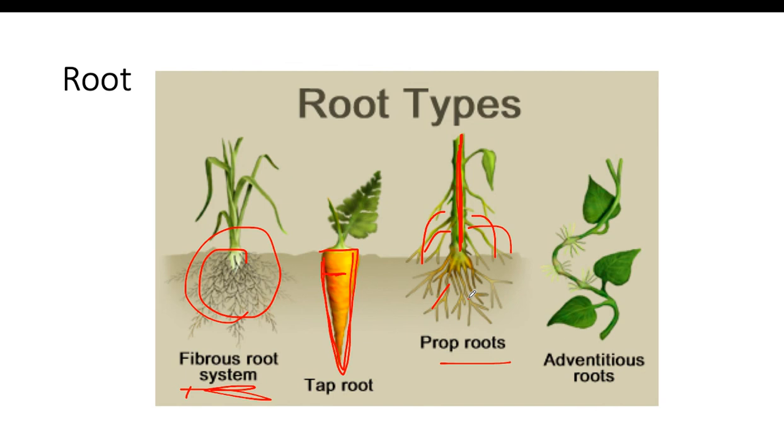Mangroves also have prop roots. So if you want to Google mangrove and get some really good ideas of what a prop root looks like, that's a great example. And then adventitious roots, they like to take advantage of whatever they can.